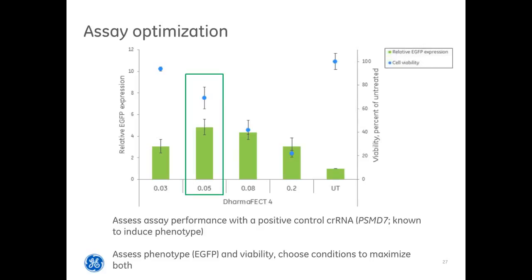So in this slide, I'm actually getting back to the forward transfection conditions that we used in our screen. Here you're seeing 4 different amounts of the Darmeffect 4 transfection reagent, measuring both viability, shown by the blue dots, and fold increase of GFP expression, shown by the green bars. So by looking for the conditions that maximize both, we identified the optimal assay conditions, again outlined in green, and these are the conditions we used moving forward with the larger screen.